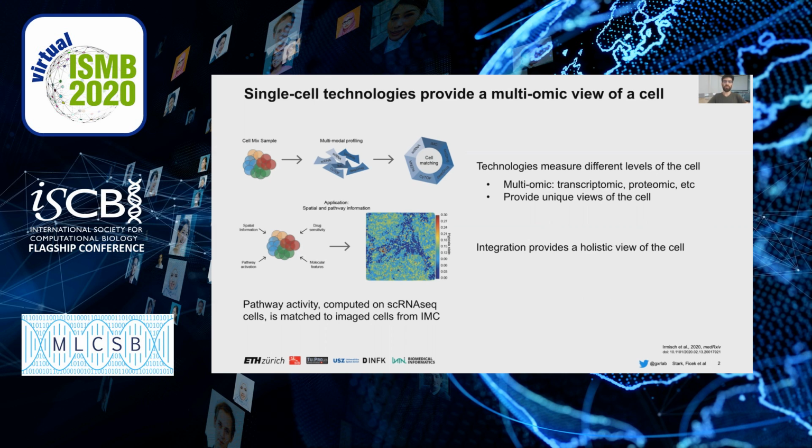But by integrating these two datasets, relationships between the pathway activity informed by the RNA-seq technology and spatial effects informed by the IMC technology can be studied. However, integration is in general challenging, since most technologies consume their sample and cell correspondences between the datasets is lost.